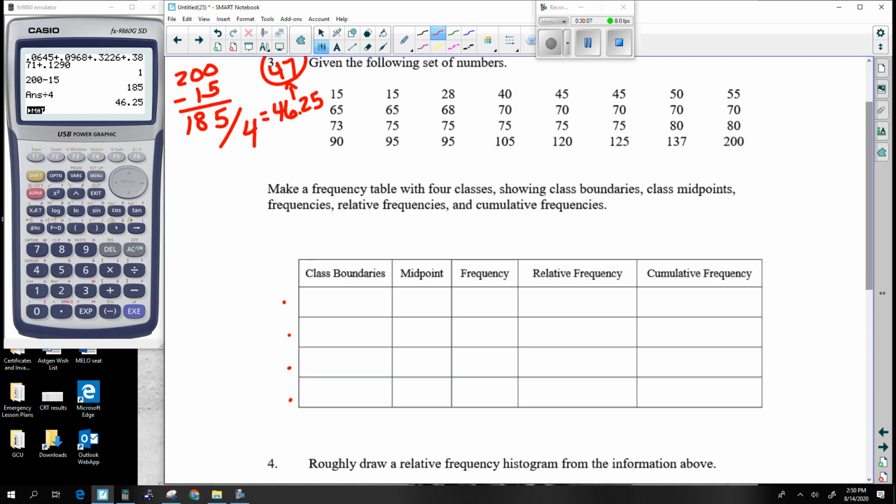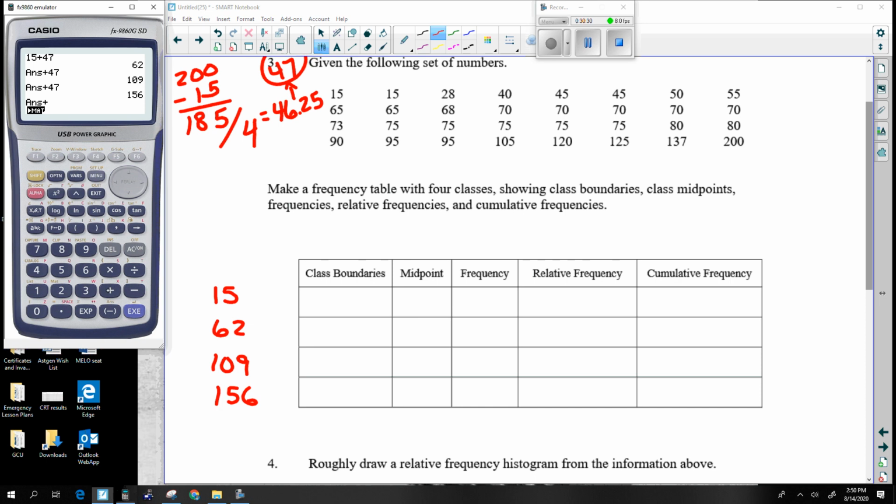So 47. Now I'm going to work on my rough draft. What I do is I begin with the smallest number, and I add the magic number going down. So 15 plus 47. That means the next category is going to begin at 62. I take one extra because I need to know where these class boundaries end. And they will end at one less of where the next one begins.